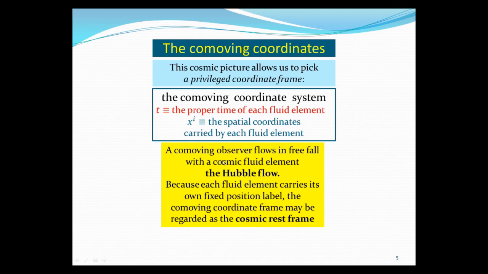So a co-moving observer follows a free fall with the cosmic fluid elements, and this motion is called the Hubble flow, because each fluid element carries its own fixed position label. The co-moving coordinates really can be regarded as the rest coordinate frame of the cosmos.